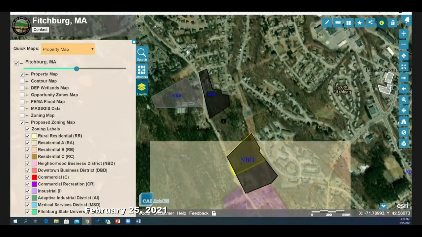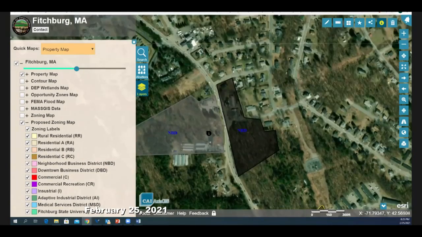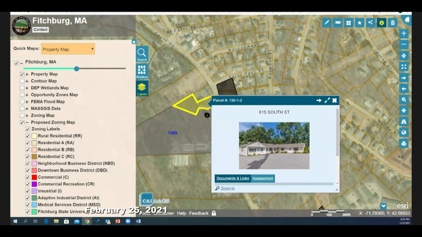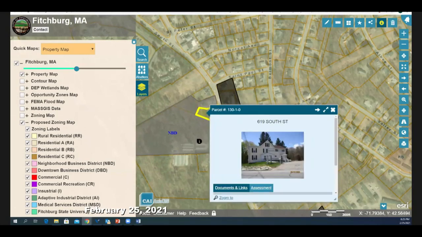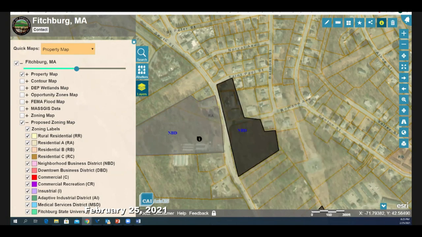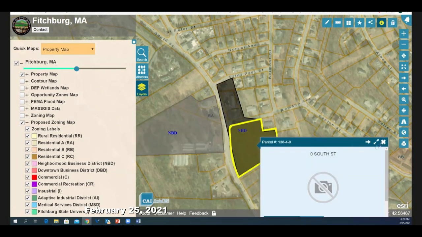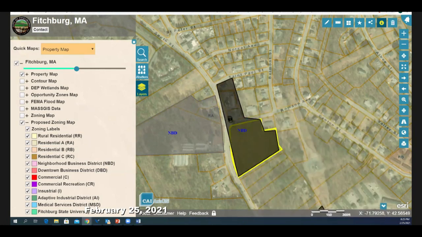And then going further down South Street, you've got the greenhouses here that the planning board had suggested zoning to MBD. This is an office development. And then the greenhouses here and across the street, Romano's as well.